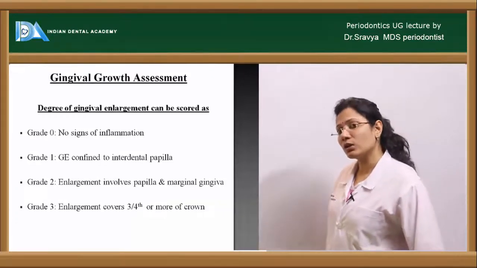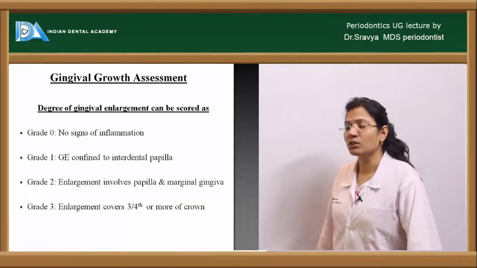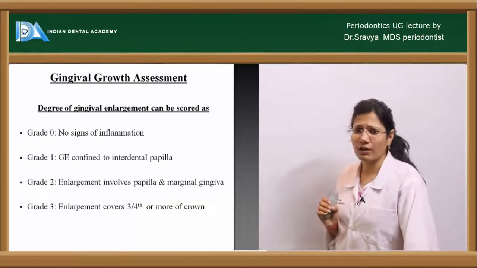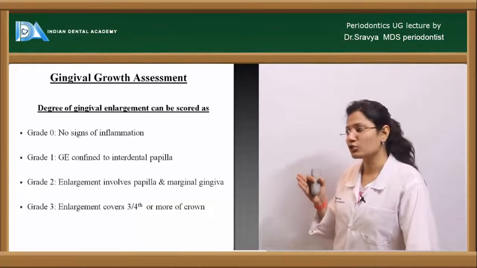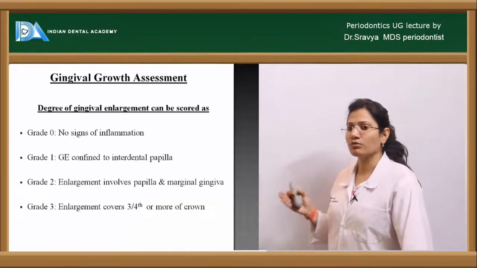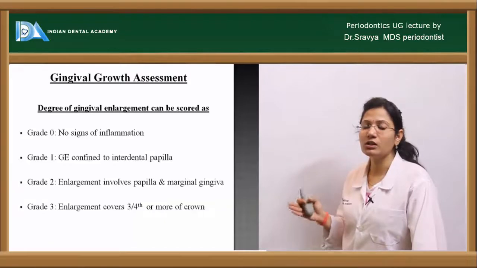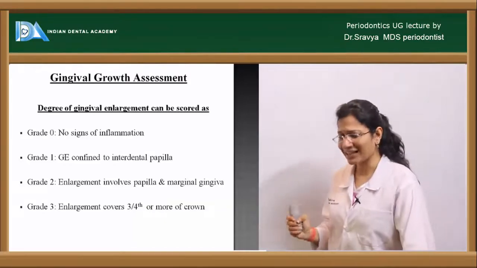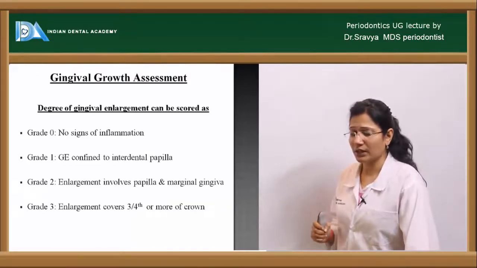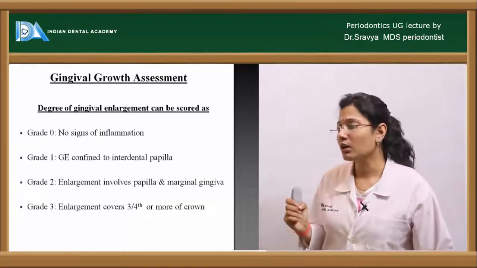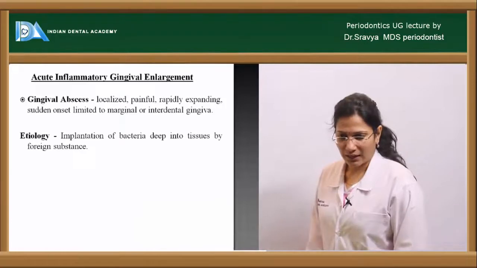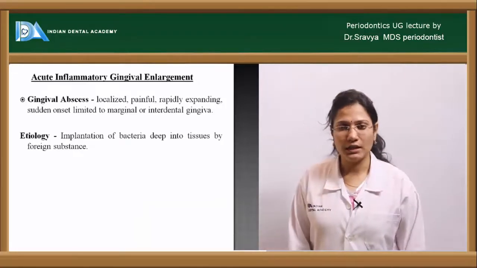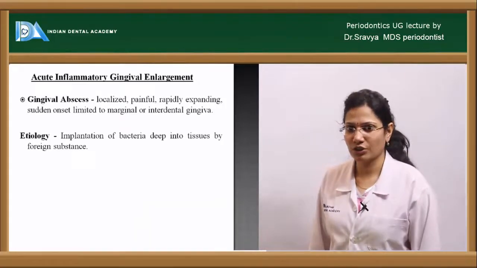You can score it as grade 1 if the gingival enlargement is confined only to the interdental papilla. You can score it as grade 2 if the enlargement involves the papilla and the marginal gingiva. And you can score it as grade 3 if the enlargement covers three-quarters of the crown surface. Now let's go into detail about the first gingival enlargement, the inflammatory gingival enlargement.